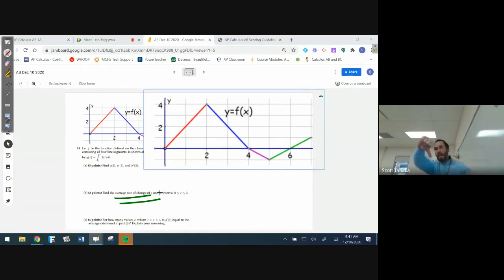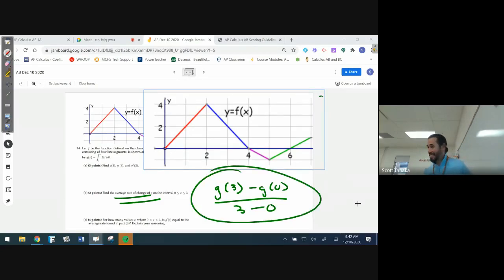Good job, thumbs down. Average rate of change is just this, you guys: G of 3 minus G of 0 all over 3 minus 0. Got it? That's it. G of 3 would be the area from 2 to 3 of that graph. G of 0 would be the area from 2 to 0. I'm not going to do that with you guys. It's more important that you knew what that meant.